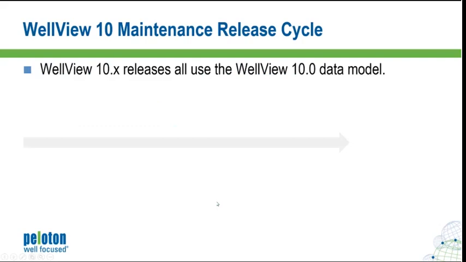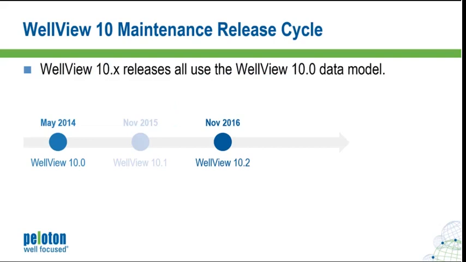Now within these major releases, we have maintenance releases. The first release of WellView was 10.0 in May of 2014. We've subsequently had maintenance releases, including a 10.1 in 2015, a 10.2 in 2016, and now WellView 10.3, January of 2018. The takeaway from this slide is to note that those numbers are incrementing, 0.1, 0.2, 0.3.